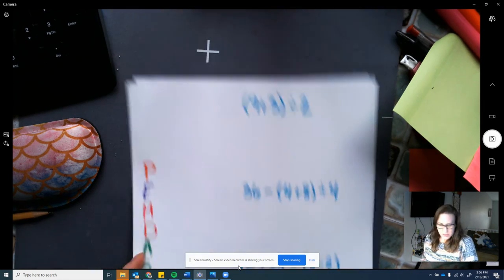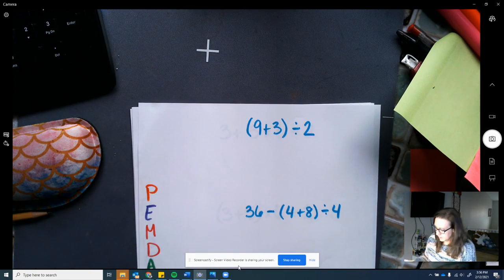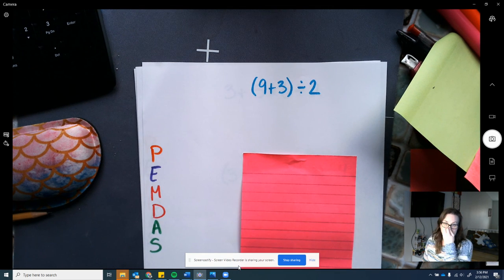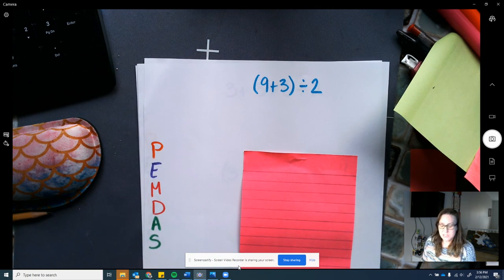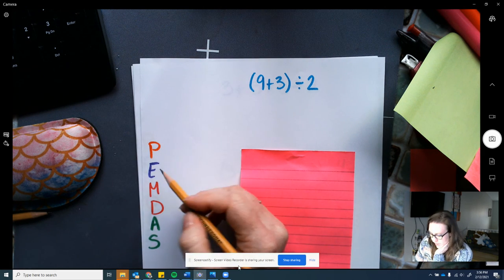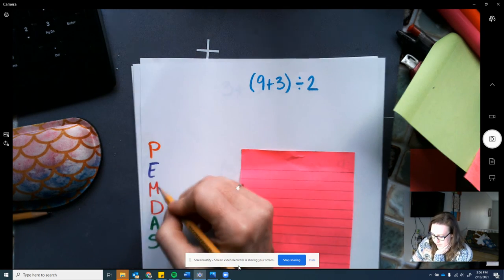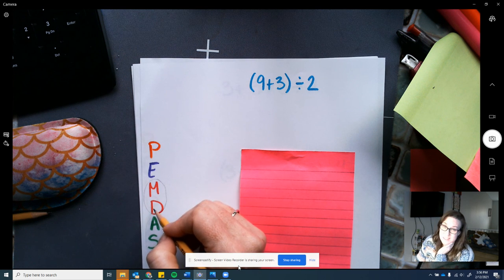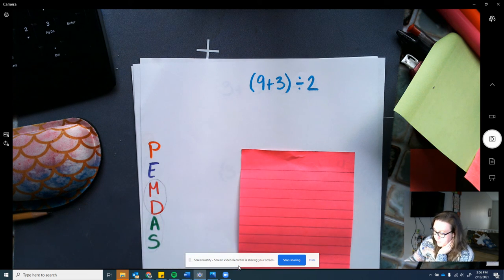We're going to start with 9 plus 3 divided by 2. All right? So 9 plus 3 divided by 2. I wrote PEMDAS on the side here, and I have it color-coded the same way so that I can remember that multiplication and division are equally important, and addition and subtraction are equally important, but that multiplication and division does happen before addition and subtraction.